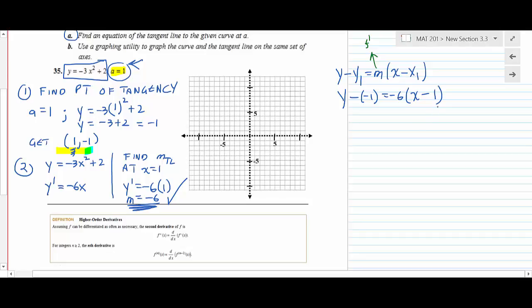Now we're ready to just solve this for y. So that's y plus 1 equals -6x plus 6. You just do a distributive property, and you can subtract 1 from both sides. So the answer is y equals -6x plus 5. That should be the equation of the tangent line on that problem.